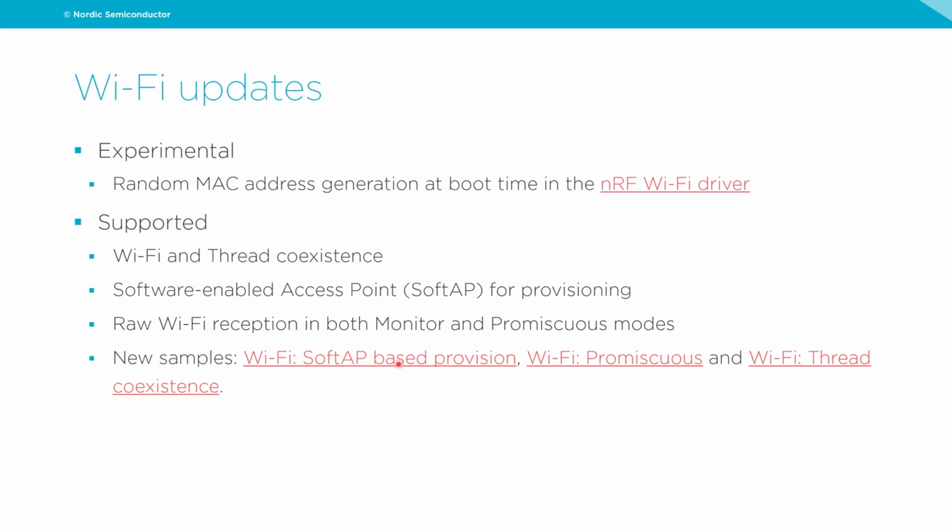So the Wi-Fi SoftAP based provisioning, Wi-Fi promiscuous, and Wi-Fi thread coexistence samples showcase some of the features that were added as well. Actually, some of these features were already in the SDK as experimental. Now the maturity went up to support them, so they can be used in production.